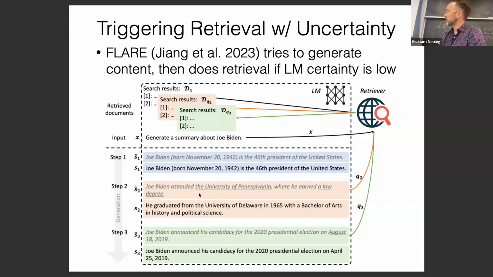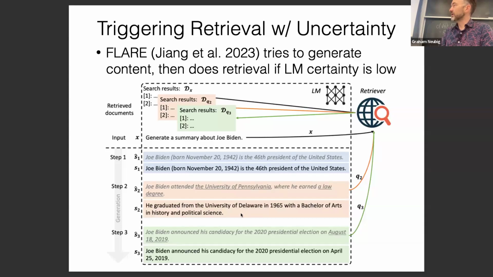And we have Joe Biden attended the University of Pennsylvania where he earned a law degree. But the tokens in the University of Pennsylvania and a law degree have low confidence. If that's the case, then we are worried about this sentence, so we need to go and do retrieval to verify it. What we do is we mask out the low confidence tokens, so we basically replace them with mask tokens. And what that allows us to do is search for Joe Biden attended blank where he earned blank.